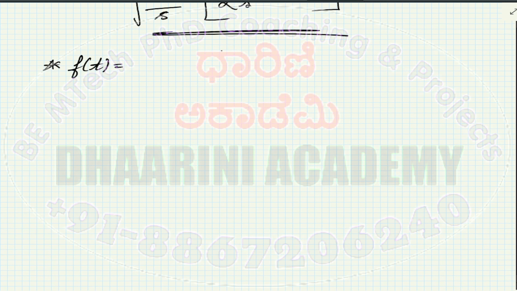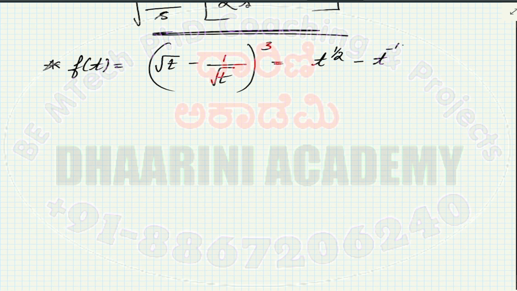F of t is equal to root t minus 1 over root t, whole cube. So as it is, there is no solution. I need to simplify this now. So root t becomes t to the half, minus t to the minus half, whole cube. So we can expand this as t to the power 3 by 2 minus t to the minus 3 by 2.